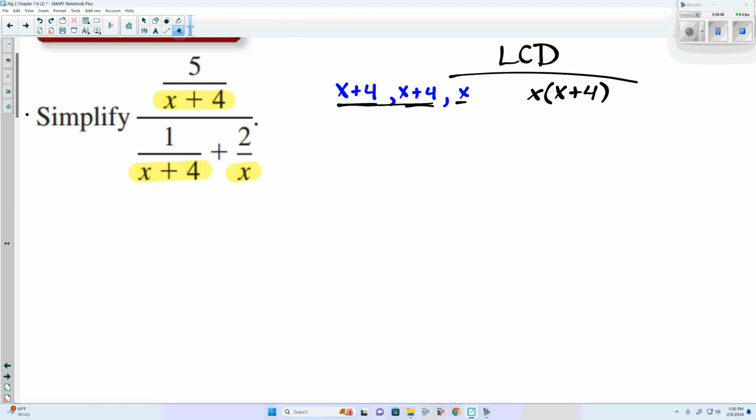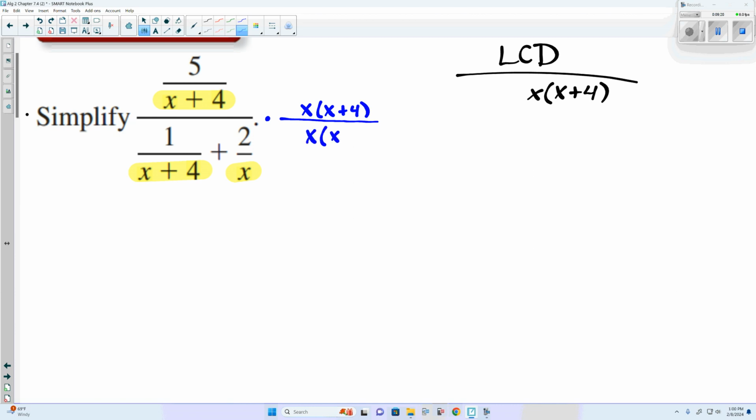Question on how we found the least common denominator? I'm going to remove this so I have a little bit of space. Now, what we're going to do is take that least common denominator and multiply top and bottom of the fraction by it.